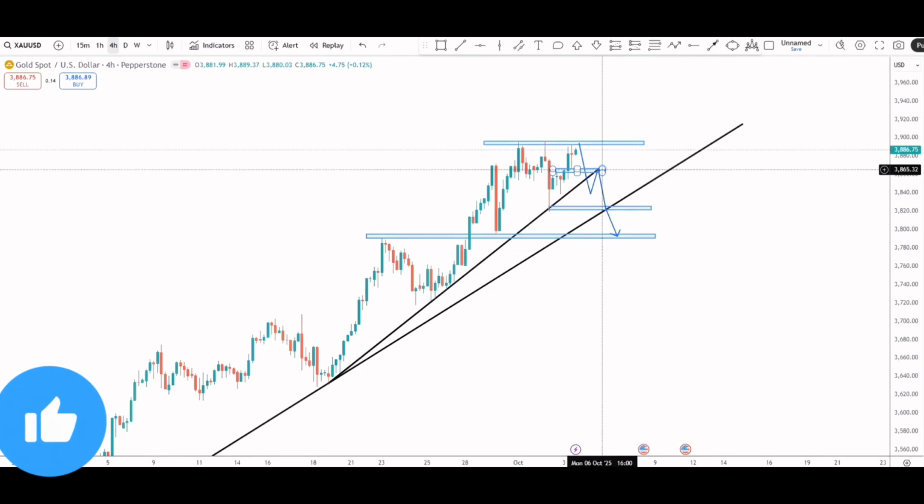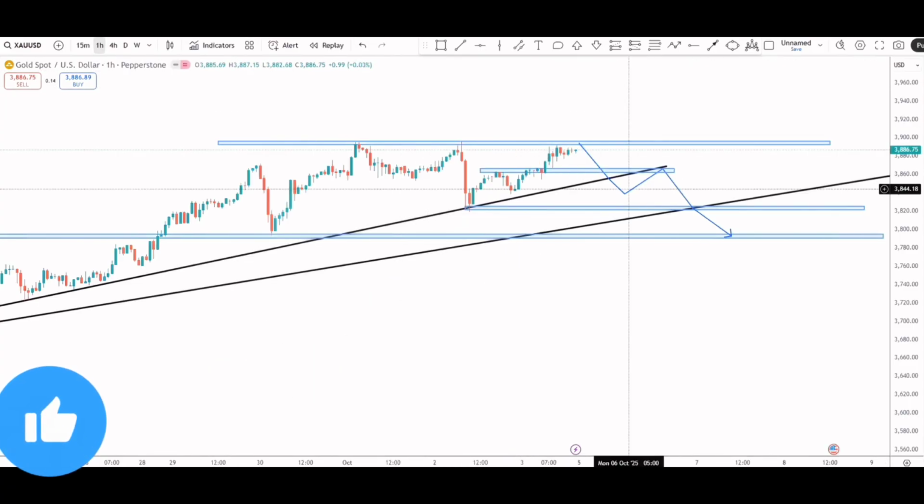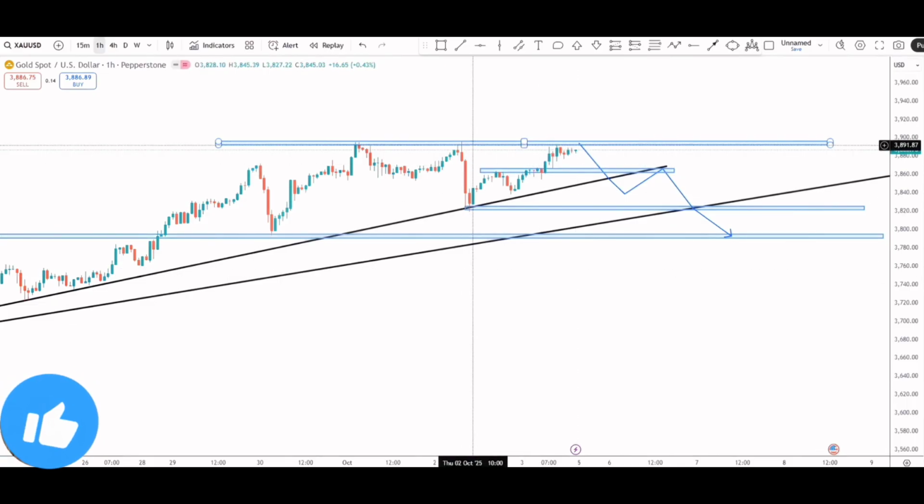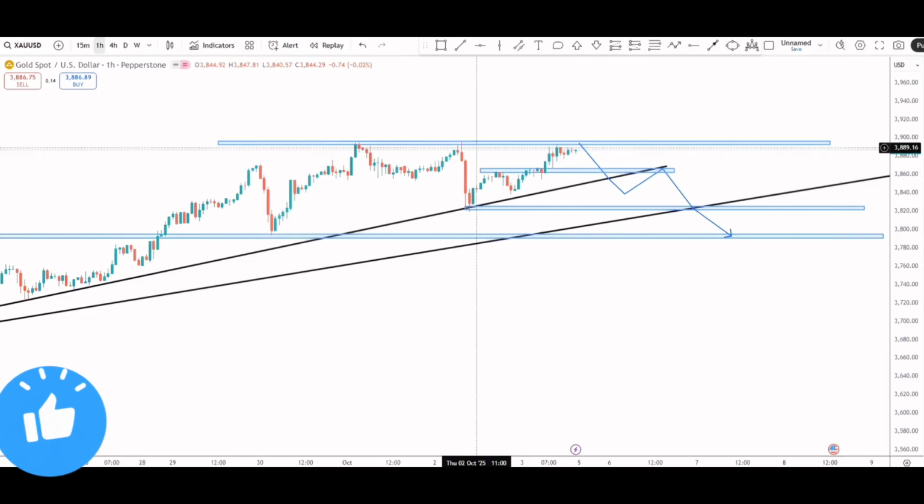So this essentially has been my analysis for gold. Again, my bias is bullish. We'll be looking for bullish opportunities throughout this week, where price seems to be breaking the higher highs, the previous highs, and then we'll keep taking our buy entries from those places unless market structure changes at any point in time.